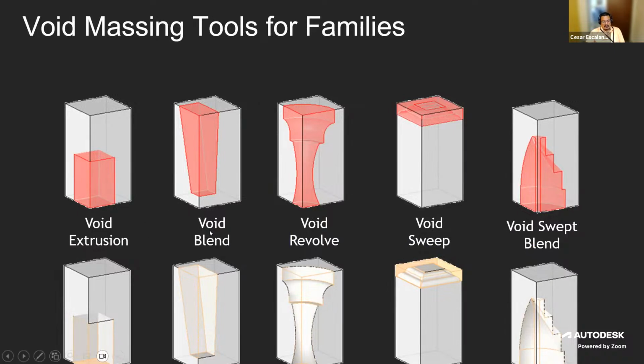A void blend is an extrusion between two profiles. A void revolve is an extrusion around an axis. A void sweep is a profile along a three-dimensional path. And a void swept blend is two profiles blended along a path. And then by using this combination of solids and voids, you can basically model anything in Revit.